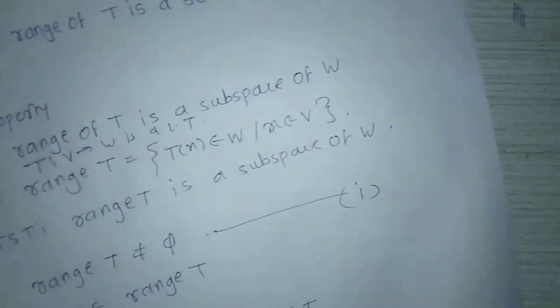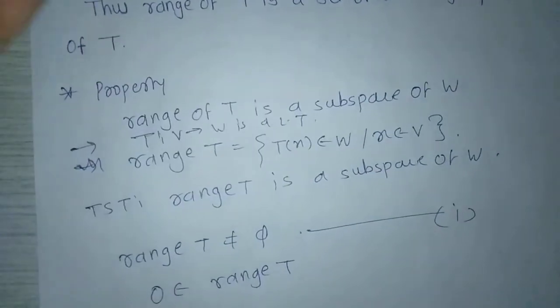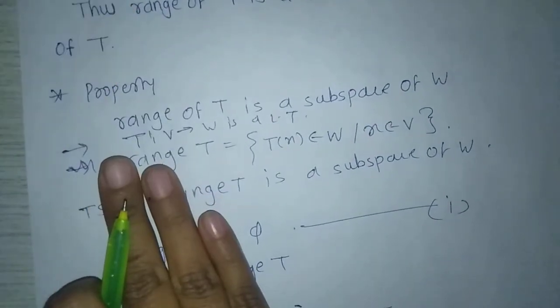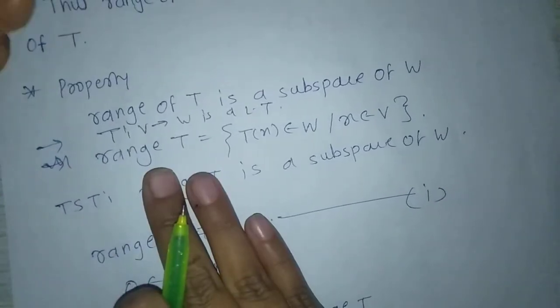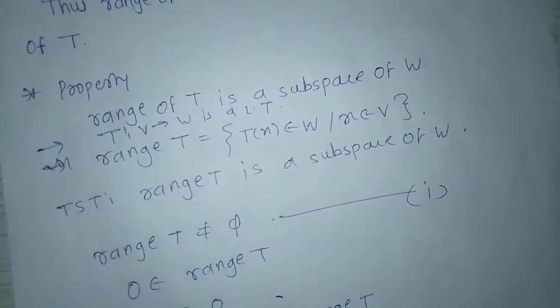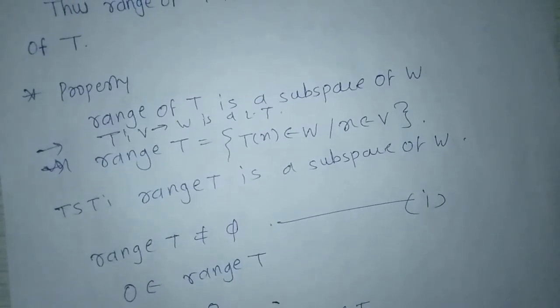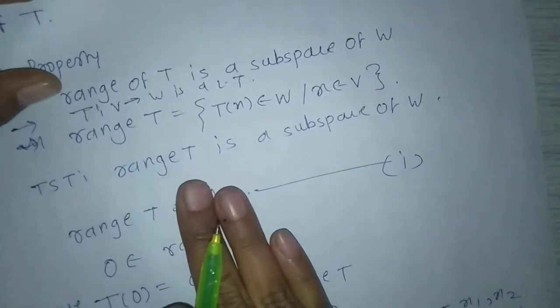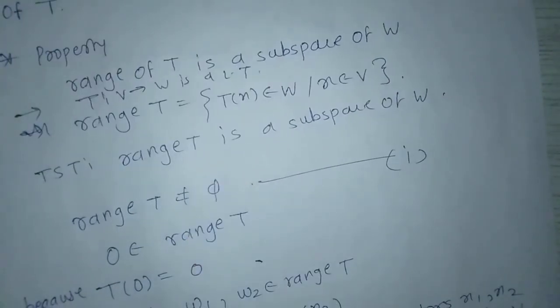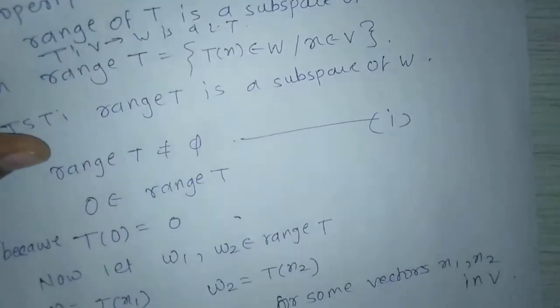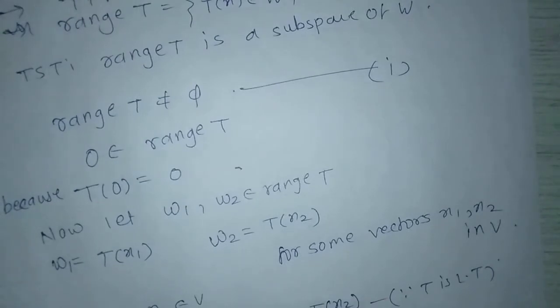आता इथे तुम्ही बघू शकता रेंज ऑफ टी तुम्हाला सबस्पेस दाखवायचं आहे, त्यासाठी आपण आधी काय घेतलं, लिनियर ट्रान्सफॉर्मेशन घेतलं, टी मॅपिंग व्ही टू डब्ल्यू. नेक्स्ट रेंज ऑफ टीची डेफिनेशन राईट केली. डेफिनेशन काय, टी ऑफ एक्स बिलॉंग्स टू डब्ल्यू सच दॅट एक्स बिलॉंग्स टू व्ही. नाउ टू शो दॅट रेंज ऑफ टी इज अ सबस्पेस ऑफ डब्ल्यू, दॅट इज टू शो दॅट रेंज ऑफ टी इज नॉट इक्वल टू फाई means non-empty, and next take two elements of range of T, then show that their addition also belongs to range of T.